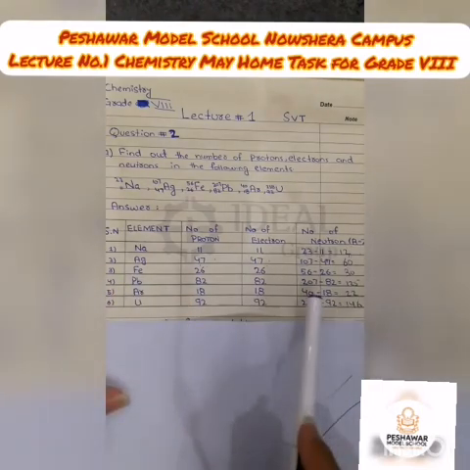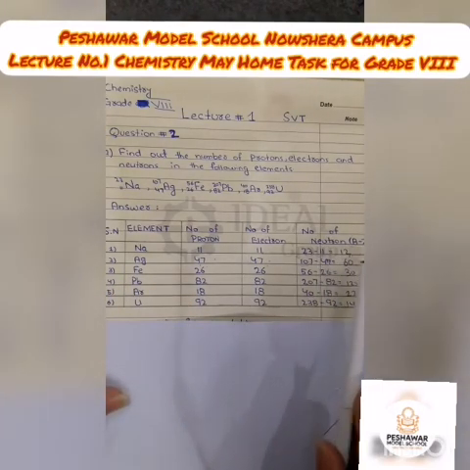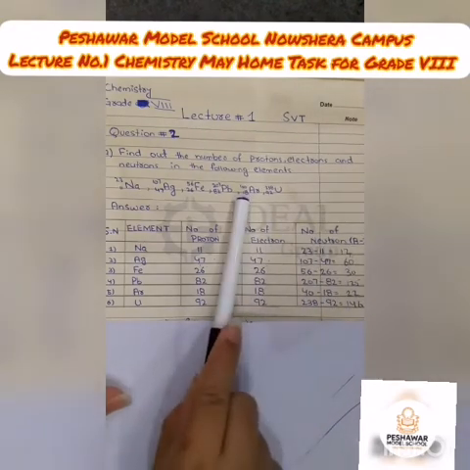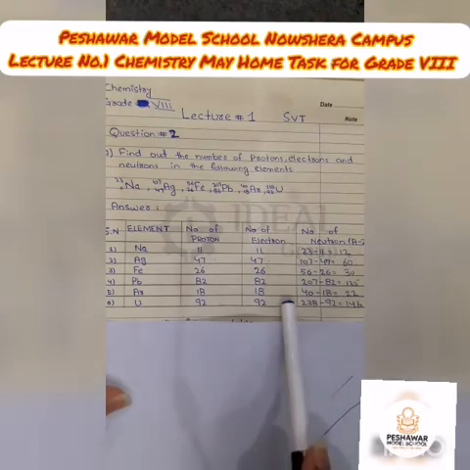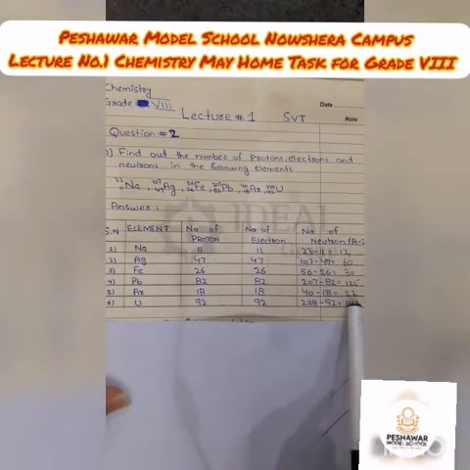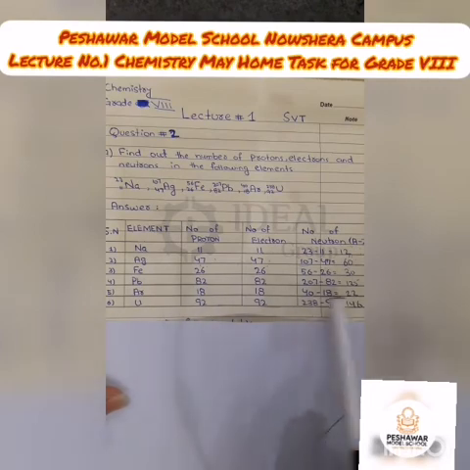The number of neutrons we find out simply when we subtract atomic number from the atomic mass. Atomic mass is 40 and atomic number is 18. When we subtract 18 from 40, the value will be 22. It means that argon has 22 neutron.